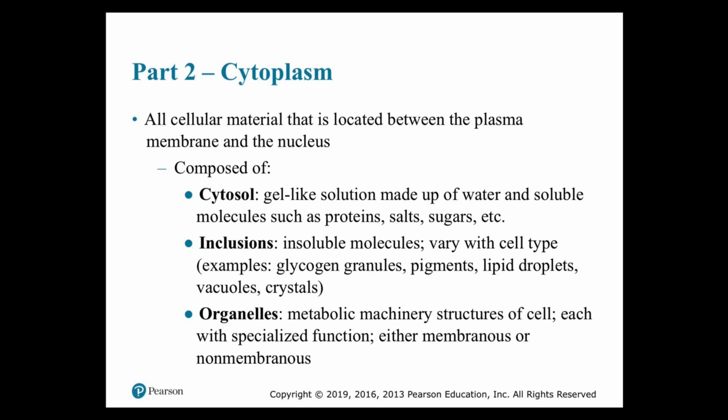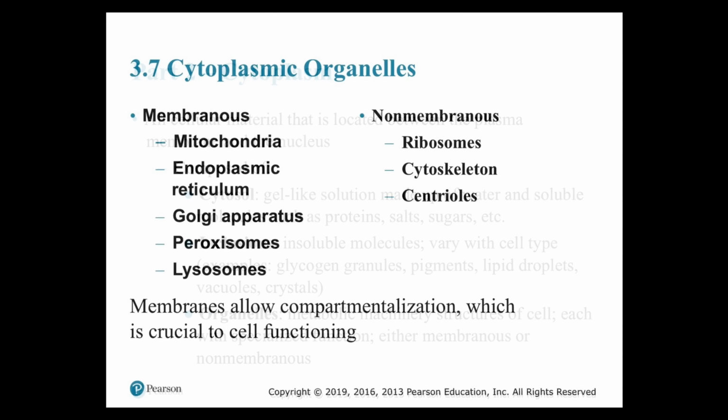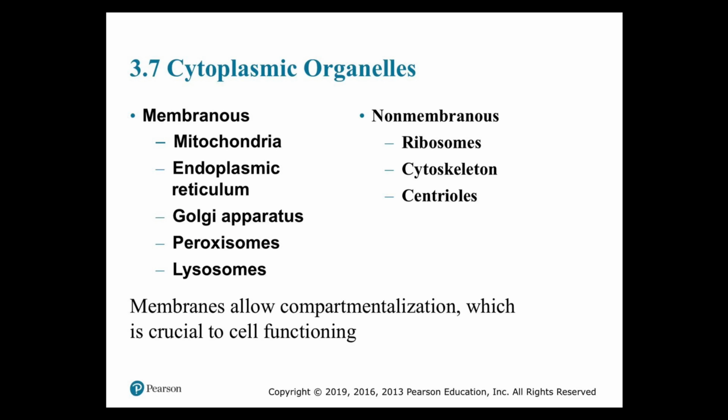and the organelles. This is going to be our primary focus today, the organelles that make up these cells. So it's basically the metabolic machinery structures of the cell, each with a specialized function, either membranous or non-membranous. In other words, some of them will be enclosed by a membrane and others will not. Section 3.7, cytoplasmic organelles. Of the ones that are membranous, we have the mitochondria, the endoplasmic reticulum, the Golgi apparatus, peroxisomes, and lysosomes. Those that are non-membranous are the ribosomes, the cytoskeleton, and the centrioles.